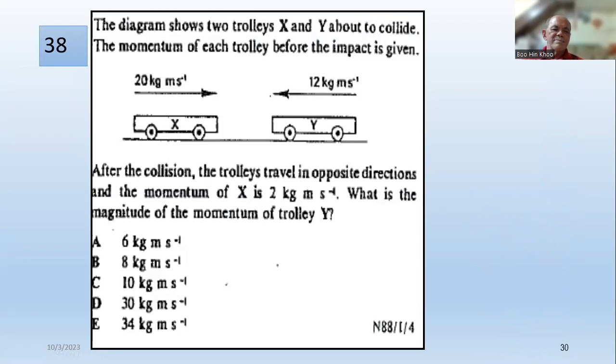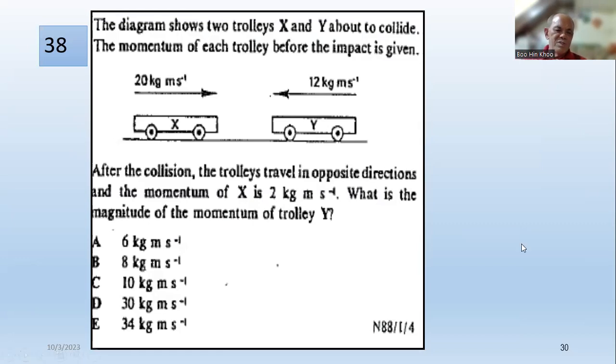Okay, have a go at this one. The diagram shows two trolleys X and Y about to collide. The momentum of each trolley before the impact is given. The examiner will not give you any negative sign. You are supposed to know that momentum is a vector quantity, and put the negative sign yourself. After the collision, the trolleys travel in opposite directions, and the momentum of X is 2 kilogram meter per second. What's the momentum of Y?